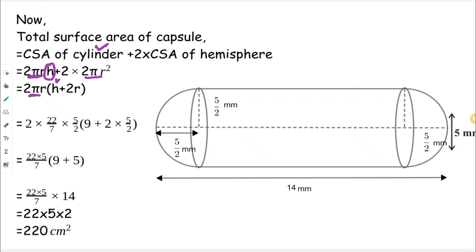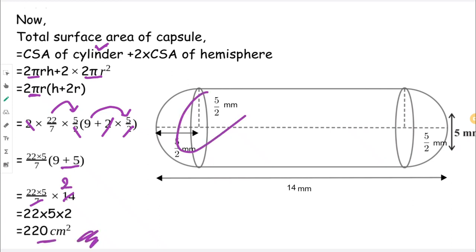Now nothing to do. Let's start putting in all the values, right? So pi is 22 by 7. The radius we know is 5 by 2. The height of the cylinder we just got is 9. 2 is there because there are 2, right? And then the radius is how much? 5 by 2. So once we have put in the values, I can divide the 2s here, and then I can divide these 2s. So here I'll have 2 into 5 divided by 7. Then here 9 plus 5, which gives me 14. 7 2s are 14. Nothing more to do. Multiply all those three: 2 into 5 into 2. I'll get the total surface area of the medicine capsule, the whole surface area, to be equal to 220 centimeter square.